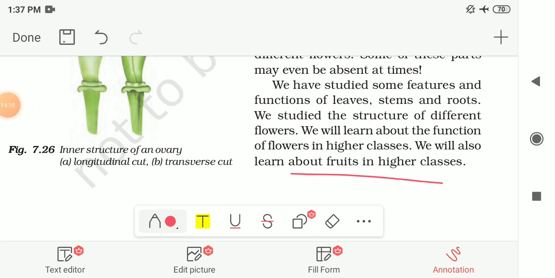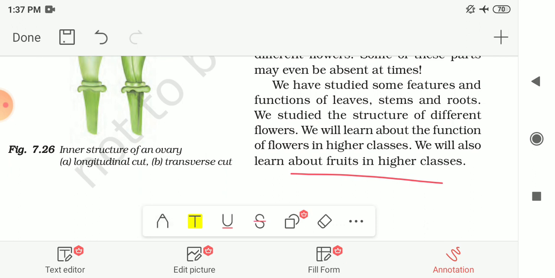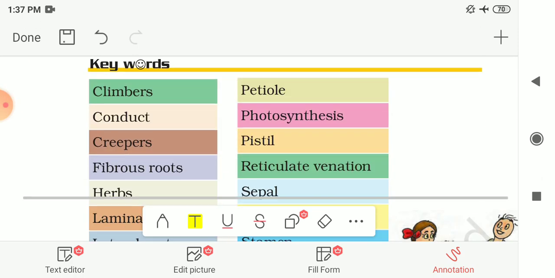So in this chapter we have studied some features and functions of leaves, stems and roots. We studied the structure of different flowers also. We will learn about the function of flowers in the higher classes, and we will also learn about fruits in the higher classes. Now here the hard words are given to you. You have to write this in your notebook.